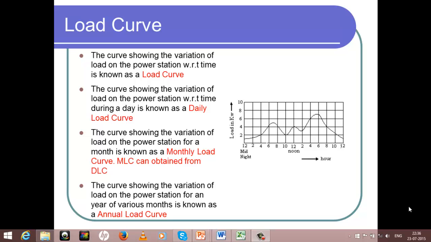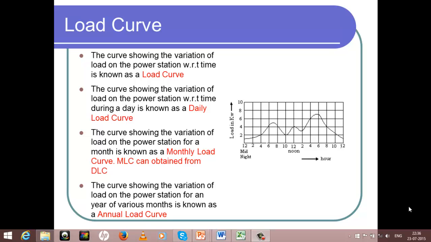In this lecture, we are going to see some important terms and definitions in order to analyze the performance of the power plant, or it may be a substation and power grid. Load curve: the curve showing the variation of load on a power station with respect to time is known as the load curve. We can plot the load curve either on the power station, or on the power grid, or even on a substation.